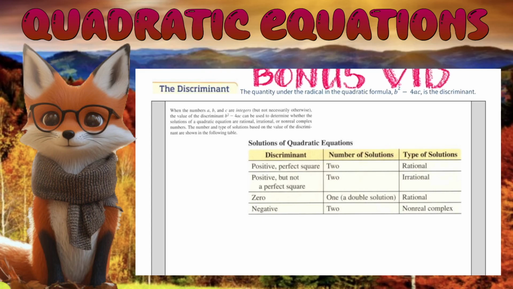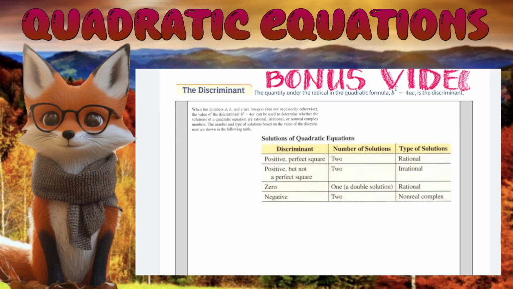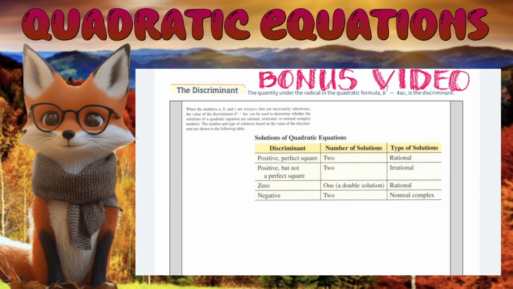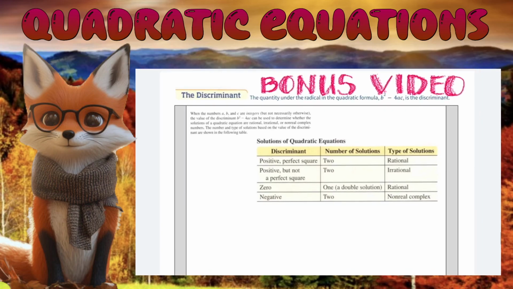So the discriminant, what is the part underneath the radical of the quadratic formula? Do you have the quadratic formula memorized? I would imagine you do if you are a good student. Okay, there you go. So bonus video, there's our little extra title. So the discriminant is the expression b squared minus 4ac. It is the thing you find underneath the radical, as we just mentioned, right?